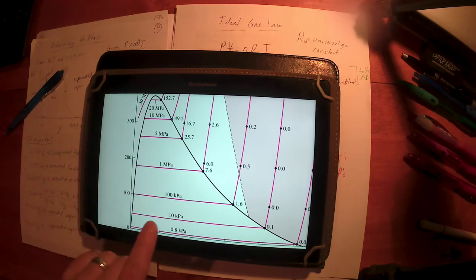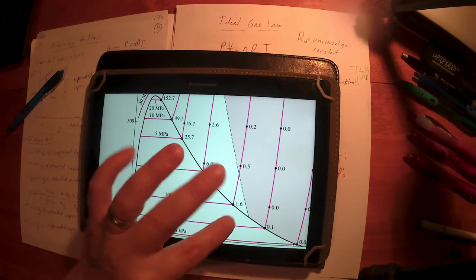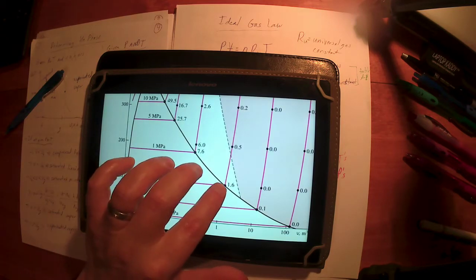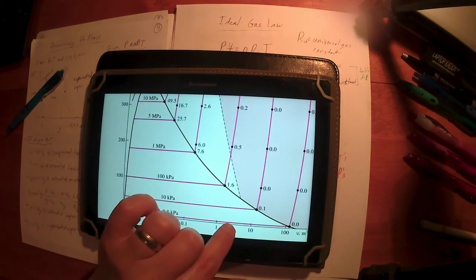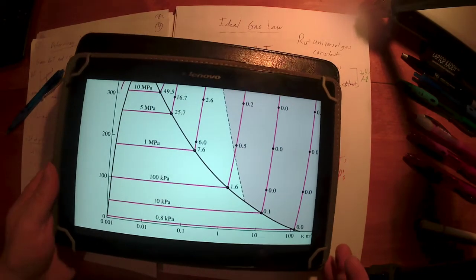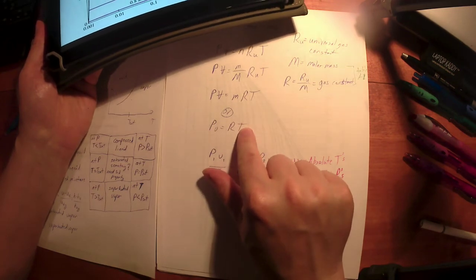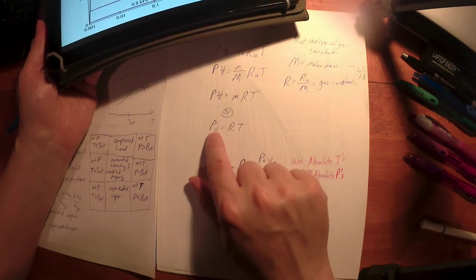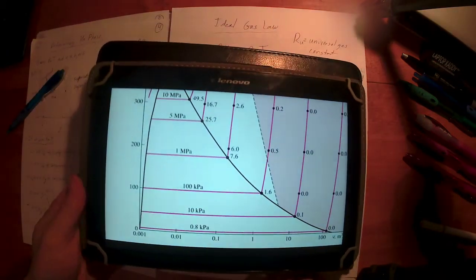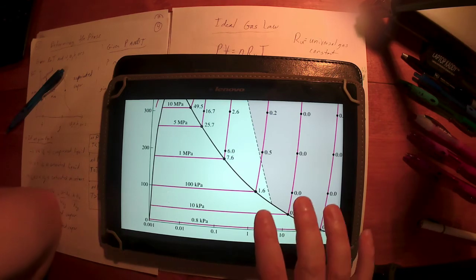If I took water vapor at 100 degrees C and 100 kilopascals, right here at the saturated vapor point, and measured its specific volume, which is what the property tables for the most part do, and compared that value to what I would get from the ideal gas law, substituting in 100 kilopascals and 100 degrees C and solving for V, I would get about a 1.6% error compared to actual saturated water vapor.